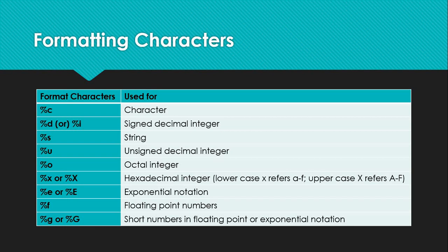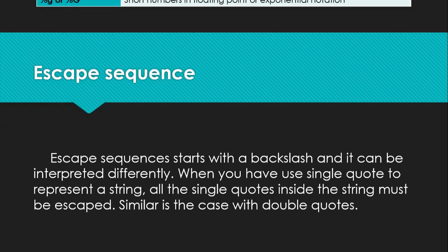For an octal integer, you use %o. For a hexadecimal integer, you use %x. It can be a capital X or a small x. For an exponential notation, you use %e, either capital E or small e. For floating point numbers, we use %f. For short numbers in floating point, where you want to represent small values, we use %g. So these are the different formatting characters available in Python. These formatting characters are also available in other high-level languages.